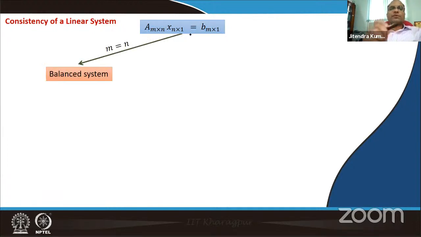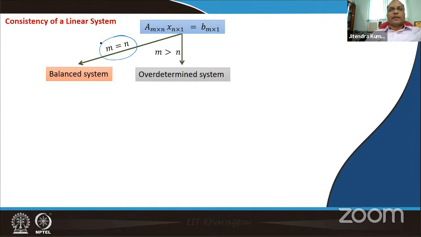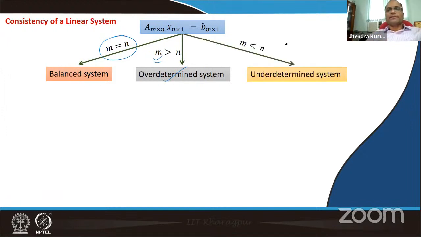When M equals N, the system is called a balanced system, which we will look at for solving using iterative techniques. It is called overdetermined when we have more equations than unknowns, and underdetermined if the number of equations is less than the number of unknowns. These are the three scenarios. Very often you will see the square matrix case. In this lecture, we will not talk about overdetermined and underdetermined systems, so we will stick to the balanced system.